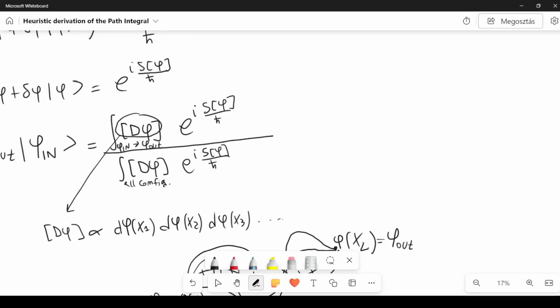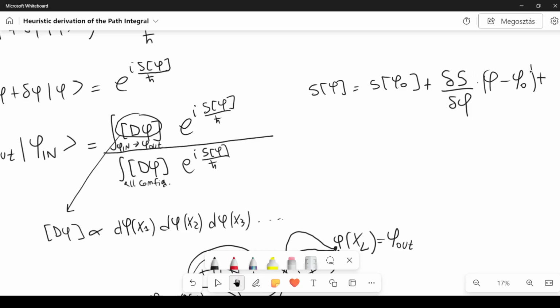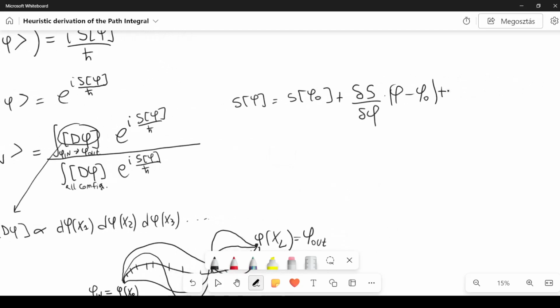let's assume that we want to expand the action around a certain point phi 0. I call it a point, but it's a field configuration. So S of phi can be expanded as S of phi 0 plus, then we have to take the derivative of the action with respect to the field phi, so you have to think of this as some kind of functional derivative, and then you multiply this by phi minus phi 0, so you have some kind of expansion plus higher order terms.